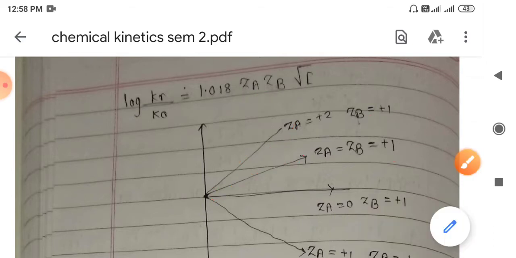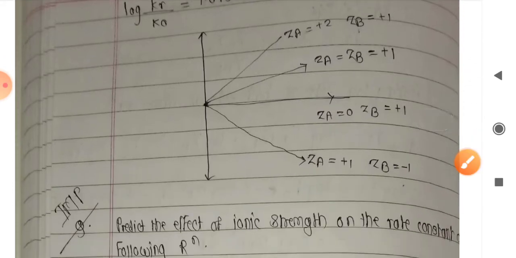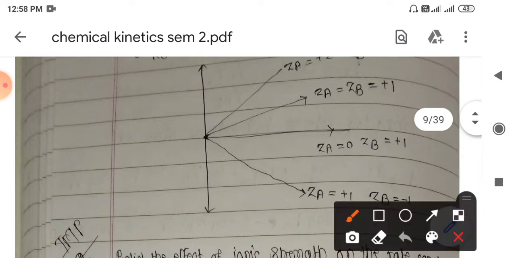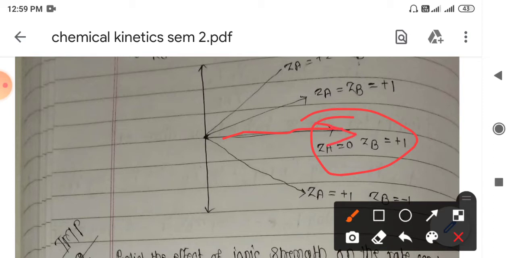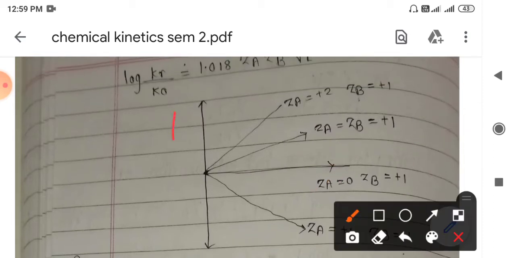Okay, so any of these reacting ions, if they have the same charges, then there is a positive slope, and if the reacting ions have opposite signs, then there is a negative slope, like in this last equation. And if any of the reacting species is neutral, then simply the overall rate constant value is independent of the ionic strength of the given solution. So these are the MCQs that might be formed from this equation.